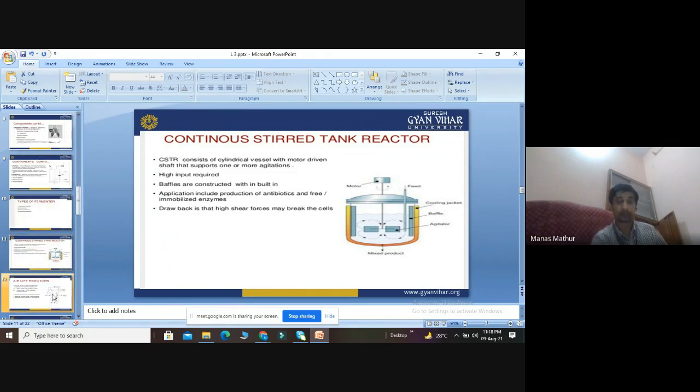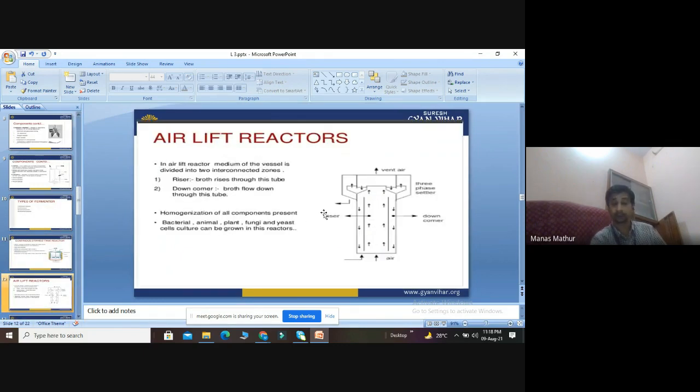Then we discuss the airlift reactor. On one side there is downward movement, on the other side upward movement, so there is up and down movement of broth. It will cause proper homogenization of the mixtures. Normally all living cells, that is bacterial, animal, plant, fungi, yeast, all cells are homogenized in airlift reactors.